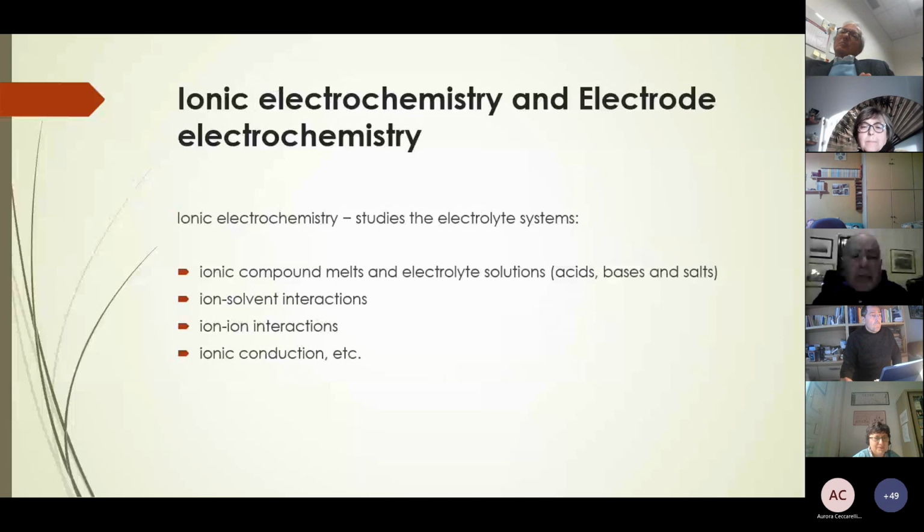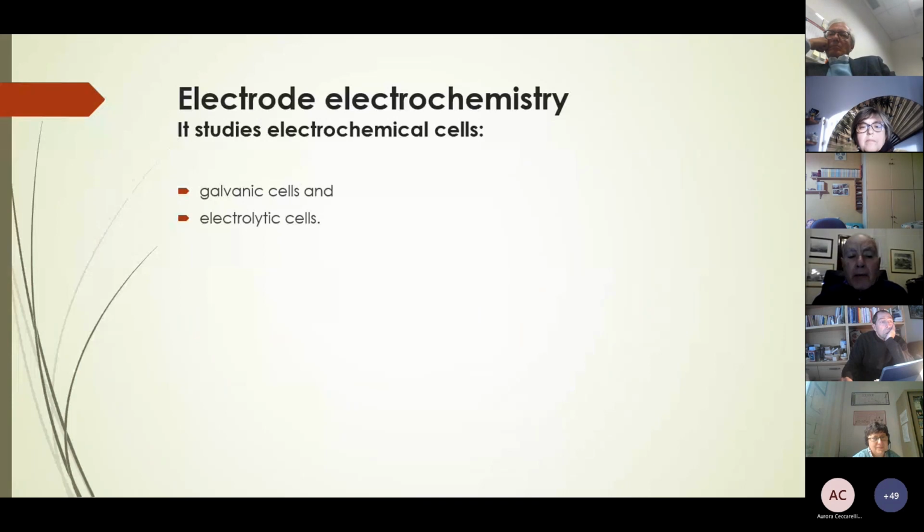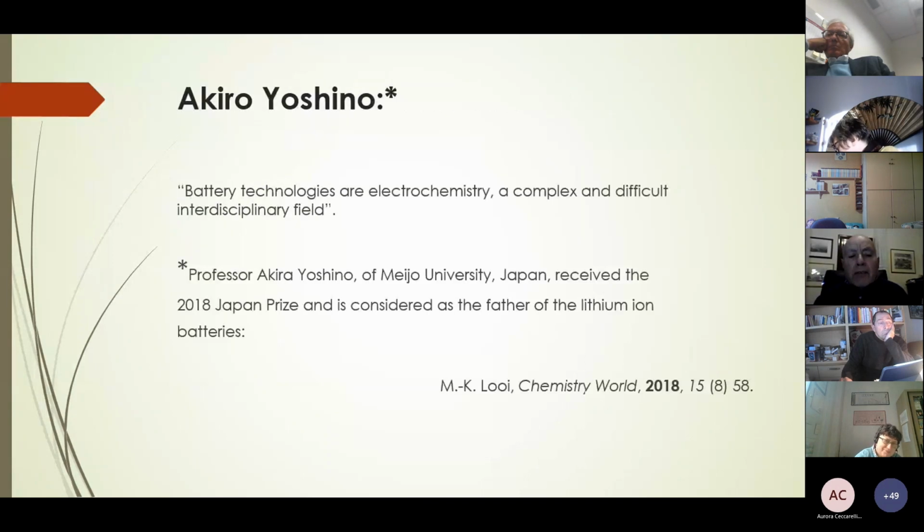Now, electrochemistry is divided into two major branches: ionic electrochemistry and electrode electrochemistry. Electrode electrochemistry studies electrochemical cells, which are divided into galvanic cells and electrolytic cells. Batteries are electrochemical cells, and according to Akira Yoshino, who is considered the father of the lithium-ion batteries, battery technologies are electrochemistry, a complex and difficult interdisciplinary field. This brings us to teaching and learning, and we see that electrochemistry is a complex field, and it is here that education studies have to contribute.